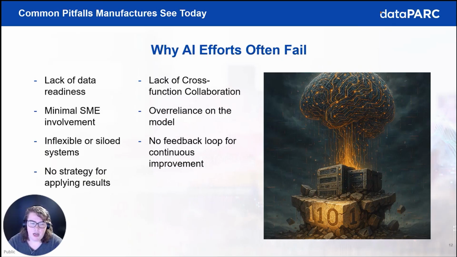And then finally, not having a feedback loop. With AI models, you can't just set it up and forget it. Your process is going to change, and as your process changes, the model needs to change. So it's important to continue to feed it new data and adjust as the operation changes. Without a continuous improvement cycle, even a strong model is going to become outdated rather quickly.